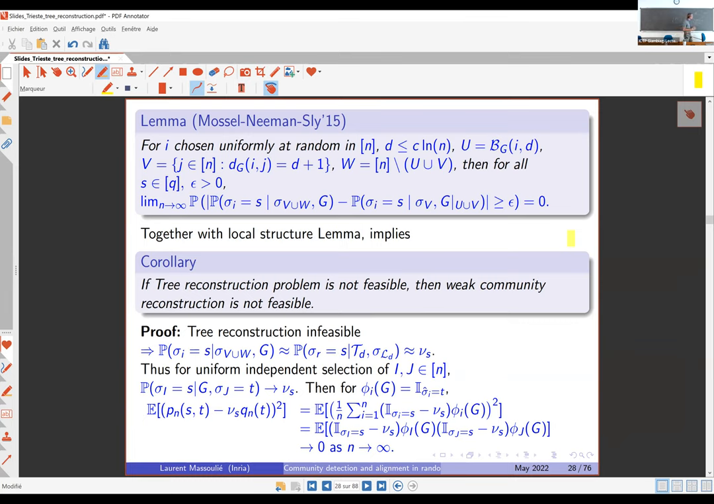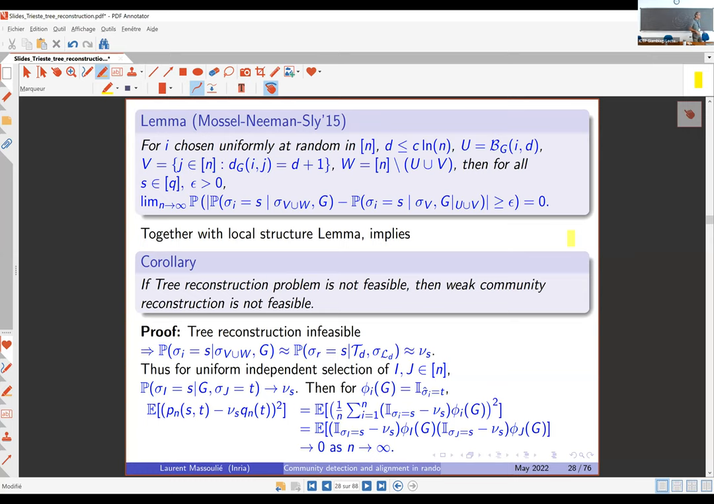And so the result says that the conditional distribution of the spin at I, given the full graph, as well as the spins at distance d plus one and beyond, is very close to the conditional distribution of the spin at I, given the graph topology within distance d and the spins at distance d plus one. So it's the graph version, if you like, of the conditional independence property that holds exactly in trees. Here it holds in the limit, so asymptotically.